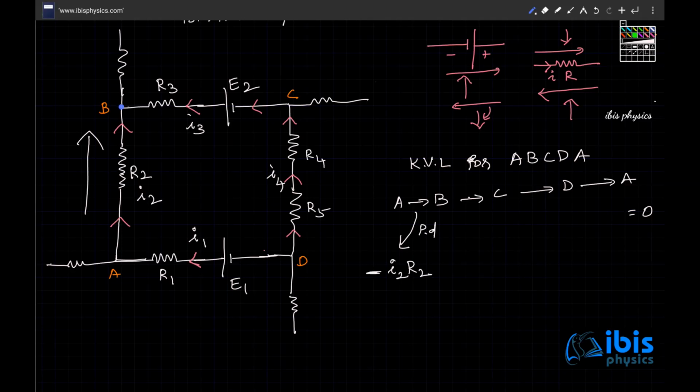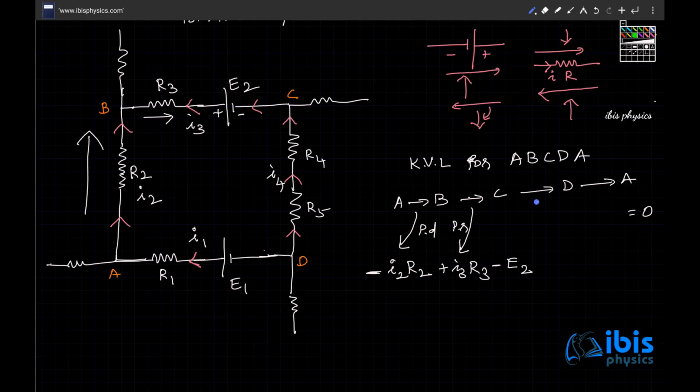When you go from B to C, the current comes in the opposite direction to the direction you are going. Because the current comes in this direction, this point has higher potential, so the potential rises. So I3 R3 is plus. When you go from B to C, the potential rises, so it is plus I3 R3. But here in the battery, you are going from the positive terminal to the negative terminal. When you go from positive to negative, the potential drops. So here the potential rises, here the potential drops, so it is minus E2.